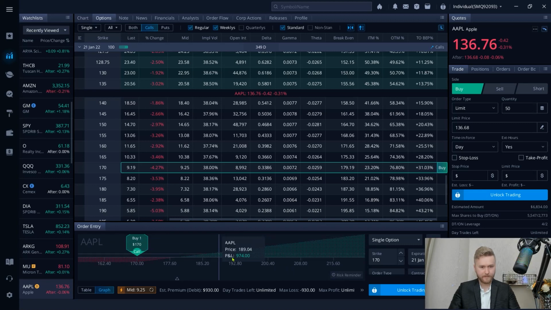So if it does hit our 222, which is around here, you guys see on the screen, we're actually going to make $4,300. And we can just simply see on Webull. It tells us how much we're going to make. And then also if it doesn't hit the strike, it's going to tell us how much we're going to lose. But the thing is, our maximum loss is limited. Max loss is only $930 because that's how much this contract would cost us.